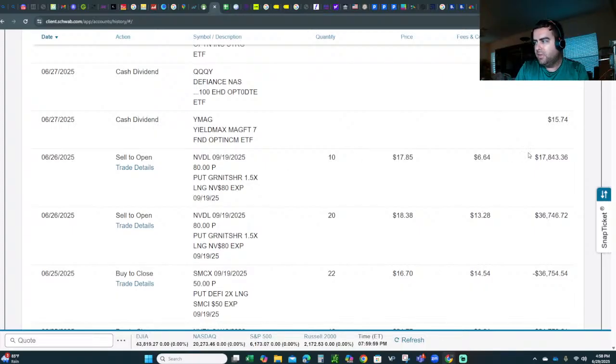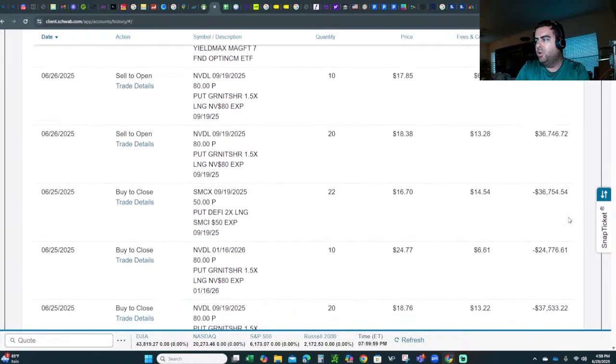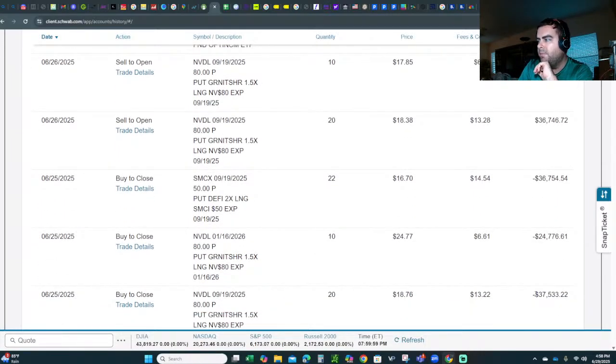So check this one out. I collected almost as much as what I bought back for. So I got a great fill price on this. It was only like an $800 difference.